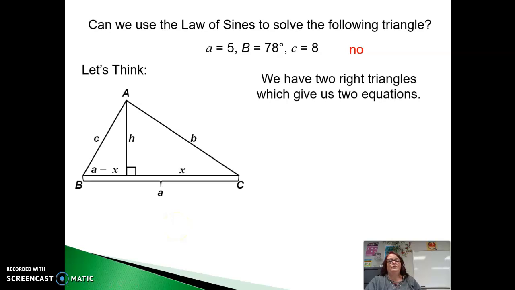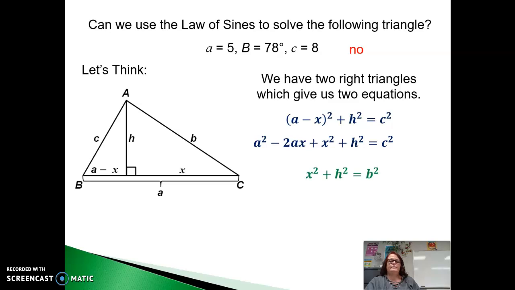And so it does give us two right triangles, and that gives us two equations. So using the Pythagorean theorem on the triangle on the left, I have a minus x quantity squared plus h squared is equal to c squared. And if I simplify this, that was foiling the a minus x quantity squared. And then on the right-hand side, I've got x squared plus h squared is equal to b squared using the Pythagorean theorem.